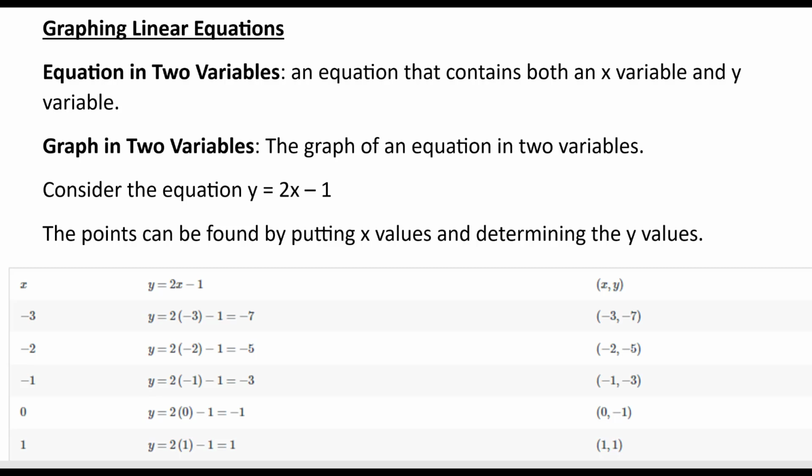Graphing linear equations. An equation of two variables is an equation that contains both an x variable and a y variable. A graph in two variables is a graph of an equation in two variables, for example, y equals 2x minus 1. The points can be found by putting x values in and determining the y values that way. X would be the independent variable, y is the dependent variable.